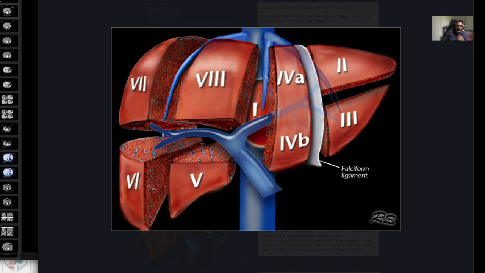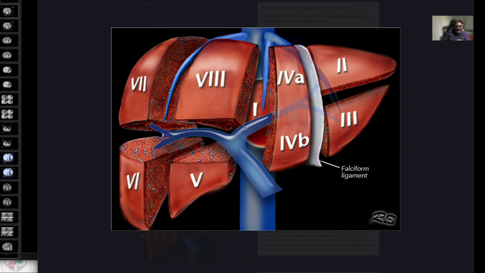When you move from the middle vein to the right hepatic vein, above the portal vein is segment 8 and below the portal vein is segment 5. If you move further right of the right hepatic vein, above the portal vein is segment 7, and below it is segment 6.